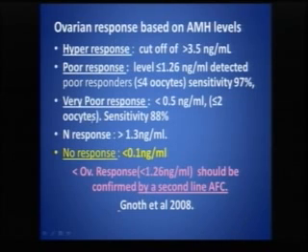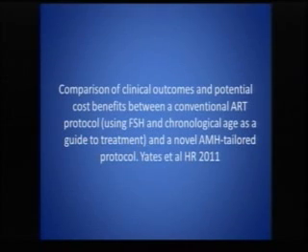However, for poor response, as I told you earlier, because of the overlay of values, you must confirm it with a second-line antral follicle count. The two together can give you a better prediction.